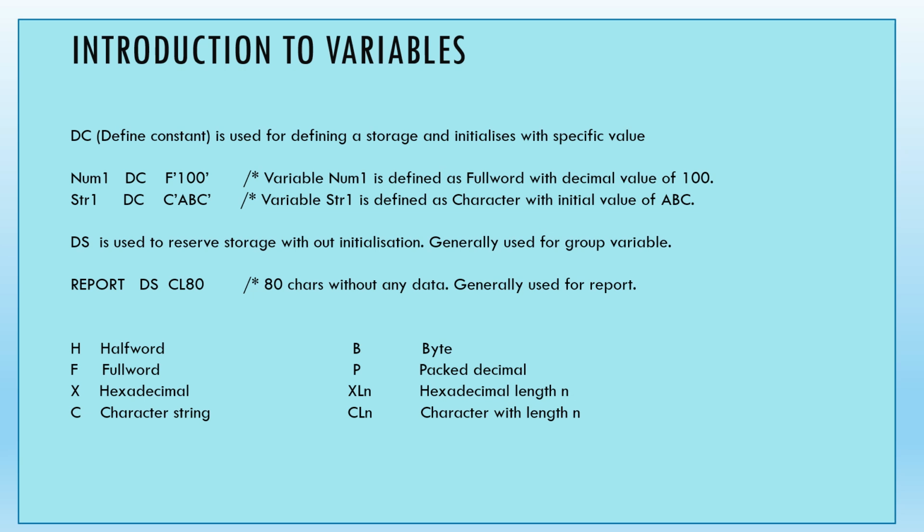In this particular example, you have seen F'100', which is a full word with initial value 100. C'ABC' is a character string of length 3 because you have defined it as ABC, whereas report DS CL80 already defines the length. So the variable report is of length 80, but it is not initialized to any particular value. Hope this is clear. Let's move on.